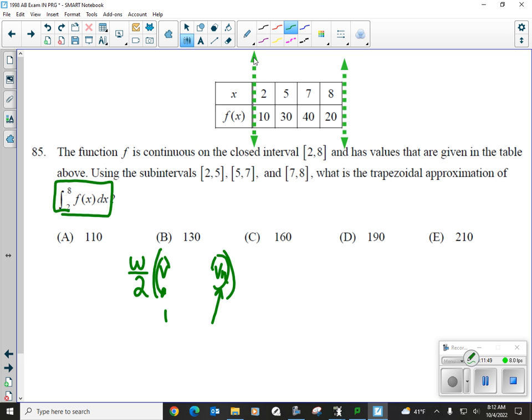What does that mean? Let me explain. I've got to go from 2 to 5. That's the first subinterval. The next subinterval goes from 5 to 7. And the last one goes from 7 to 8. This one has a width of 3. This width is 2. And this width is 1.